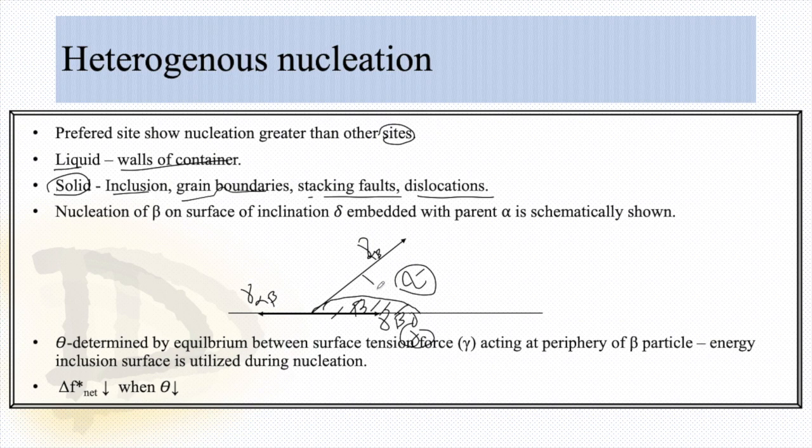Theta determines the angle of the tension force acting at the periphery of the beta particle, and the energy of the inclusion surface is utilized during the nucleation. Delta F net decreases when theta decreases, so the crystals of alpha and beta are similar.